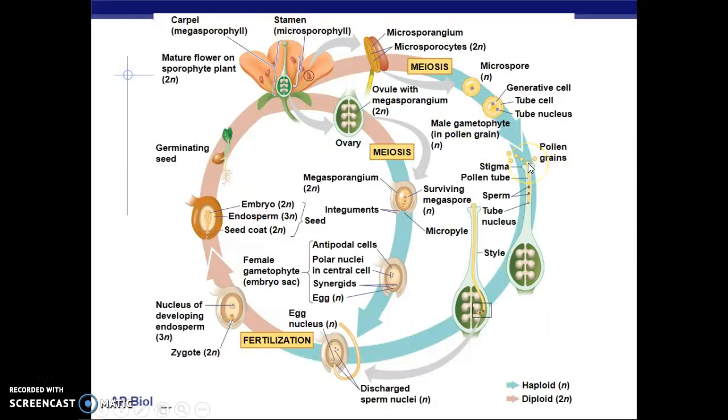So the pollen grain has 2 cells, the tube cell and the generative cell. The tube cell has its own nucleus. We see the tube cell nucleus right here. And the generative cell has 2 nuclei, both of them being haploid. They are known as the sperm. So this is a cell within a cell, or 2 nuclei within another cell.